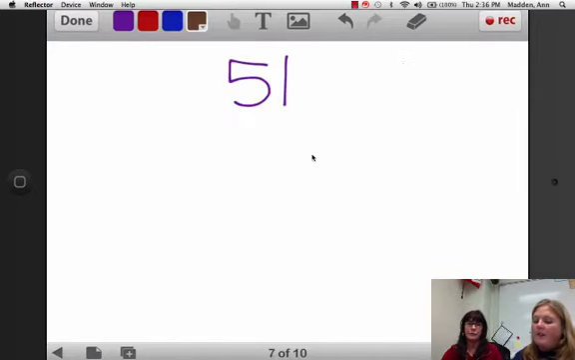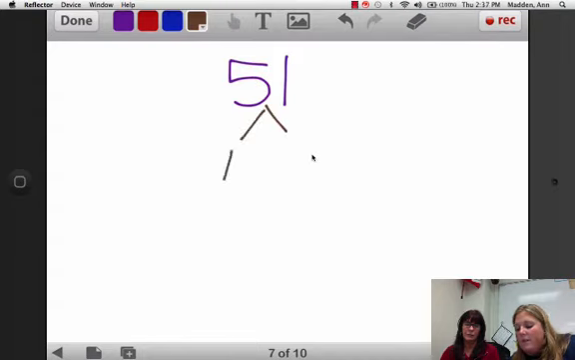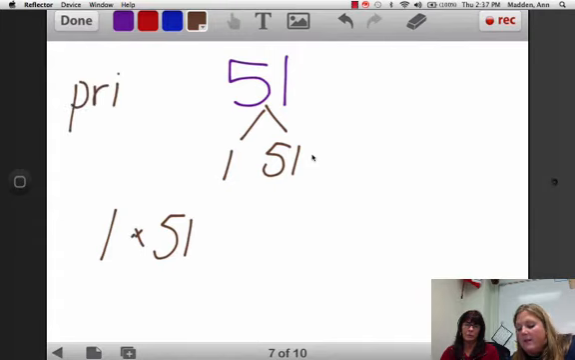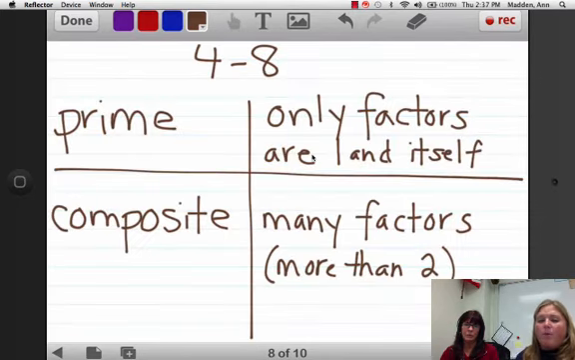Okay. 51. I have to think back to my divisibility rules. What times what is 51? It's not an even number. I can't add those together and divide it by 3. It doesn't end in a 5 or a 0. None of the divisibility rules work. The only way to get to 51 is 1 times 51. So my prime factorization is just 1 times 51, and because I only have 1 times 51, this makes it a prime number.